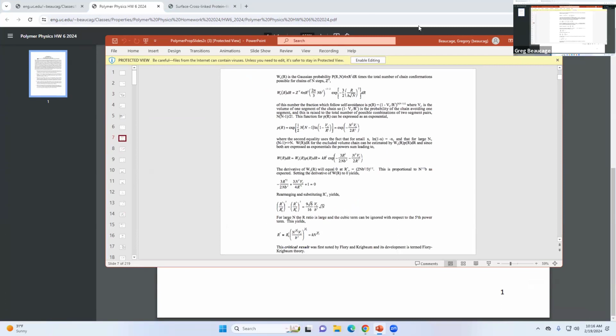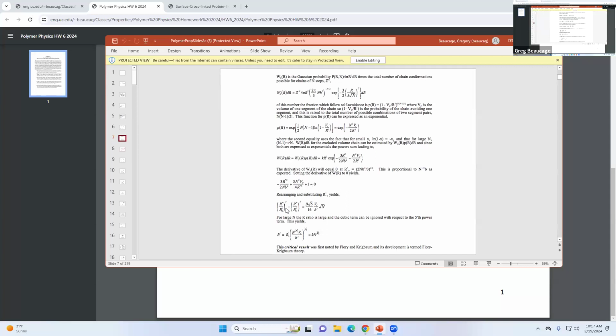This thing is the probability of finding end-to-end distance R. If you multiply that by R squared and integrate it, you get the NL squared answer. Then if you modify that for self-exclusion, you end up with this expression, which can't be integrated analytically. You can integrate it numerically, but you can do a derivative of it and find where the peak in that curve would be. So you set that derivative to 0 to find the peak.